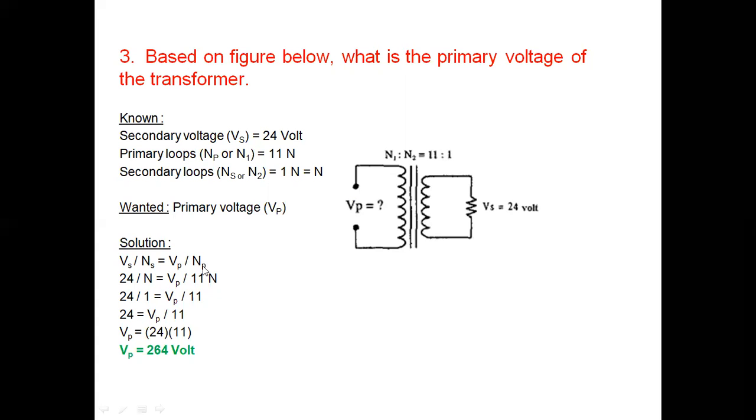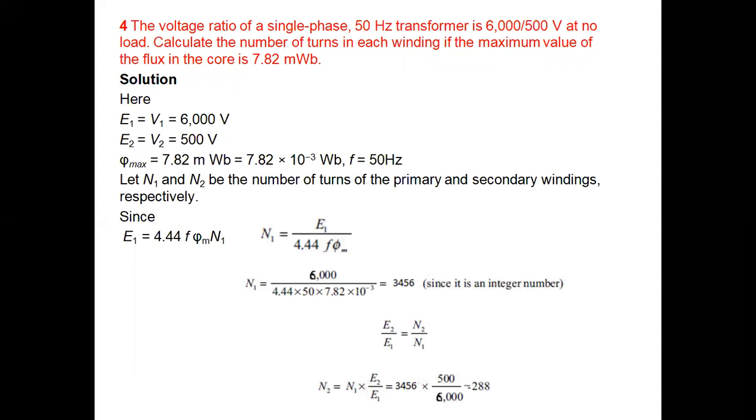So from the given data and the required data, we have to find a suitable formula. This is the suitable formula. VS and VP, NS and NP relations are there, and VP is unknown for us. So by solving this formula, we can easily calculate VP equal to 264 volt. So depending on the situation and the data, appropriate selection of formula is required. Move to the fourth part.